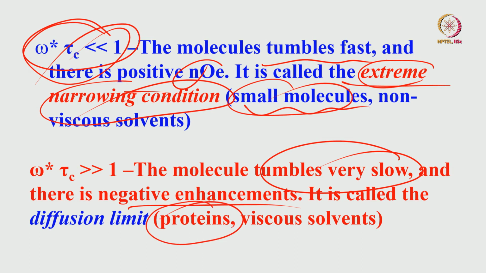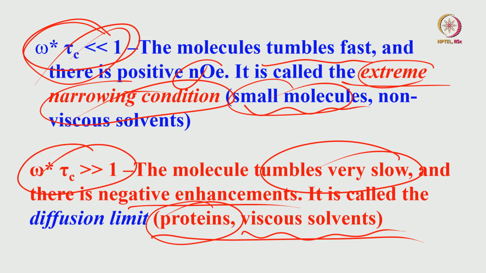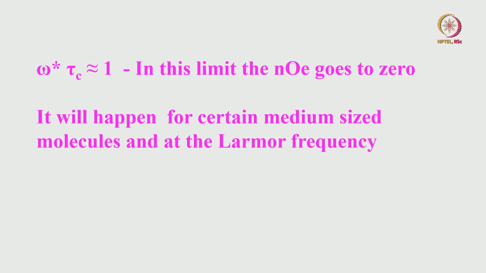Earlier I said it's for small molecules. Here, omega tau c very much greater than 1, the diffusion limit, is generally experienced for proteins or macromolecules, big molecules, especially in viscous solvents also. Molecules tumble very slowly. So extreme narrowing condition, omega tau c smaller than 1, gives positive NOE, generally for small molecules in non-viscous solvents. When omega tau c is greater than 1, there is negative enhancement, the diffusion limit, applicable for bigger molecules, macromolecules like proteins, and mostly in viscous solvents.